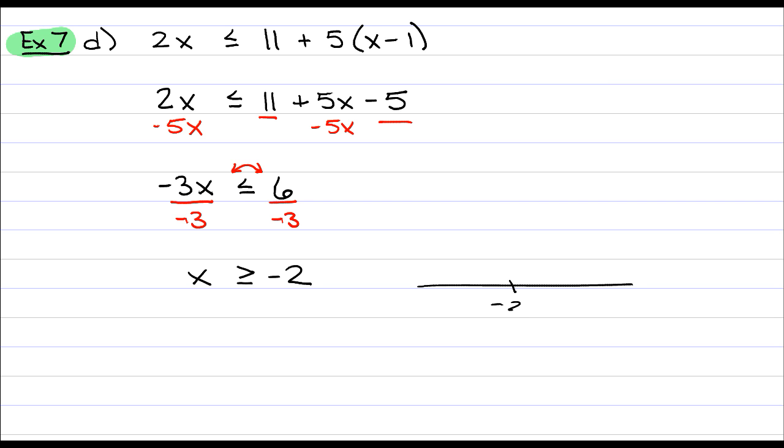Geometrically, that looks like this. Negative 2 is part of my solution, and so is every number larger than negative 2. So my solution looks like that. Everything from minus 2 up to infinity. So in interval notation, I have minus 2 with a square brace up to infinity with a parenthesis, and that gives me the answer.